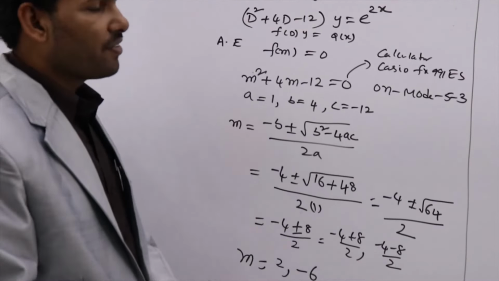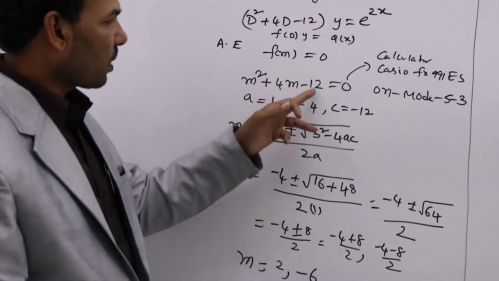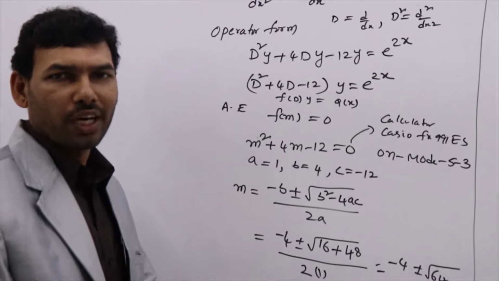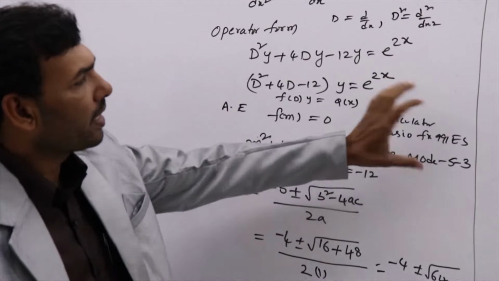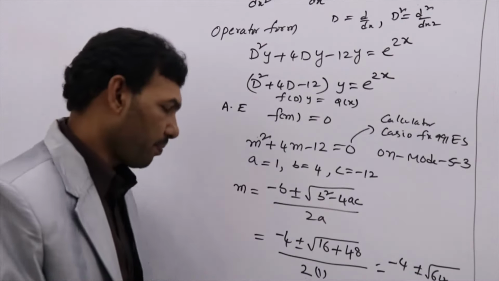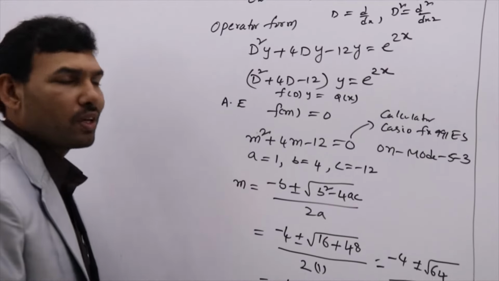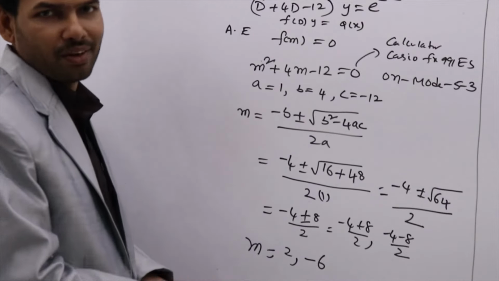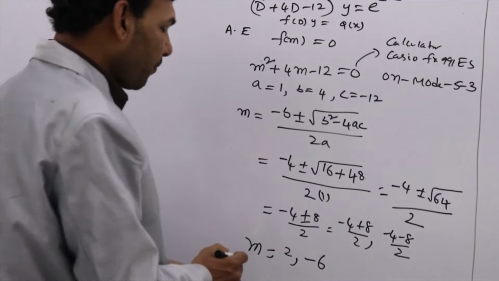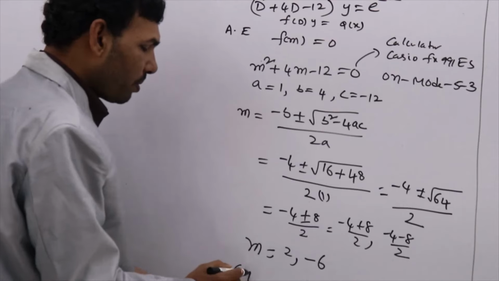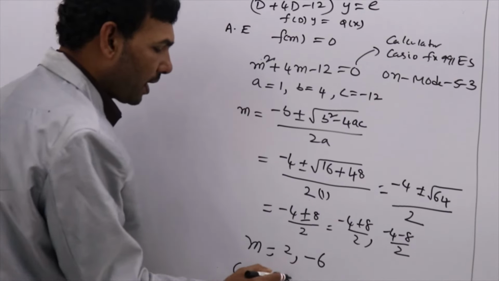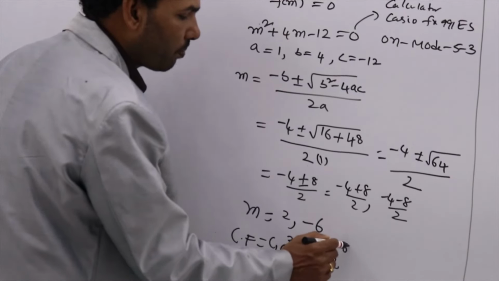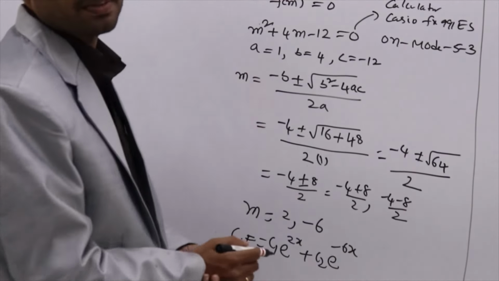So this can be evaluated easily using factorization also. 12 factors, 2 6 are 6 minus 2 4, like that also you can do. Any method, but preferably calculator to save the time. Now we got m values. We got two m values which are different and real. Real and different if you get, then complementary function c1 e power 2x plus c2 e power minus 6x.